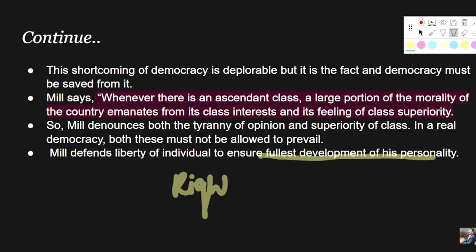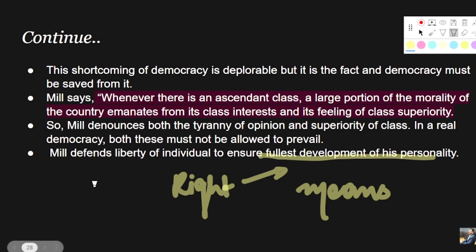Why do we have the right to liberty? Because it is the means to reach the fullest potential of our personality. Without our liberty, we cannot reach the truest potential of our personality. That is why liberty becomes the birthright of the individual.